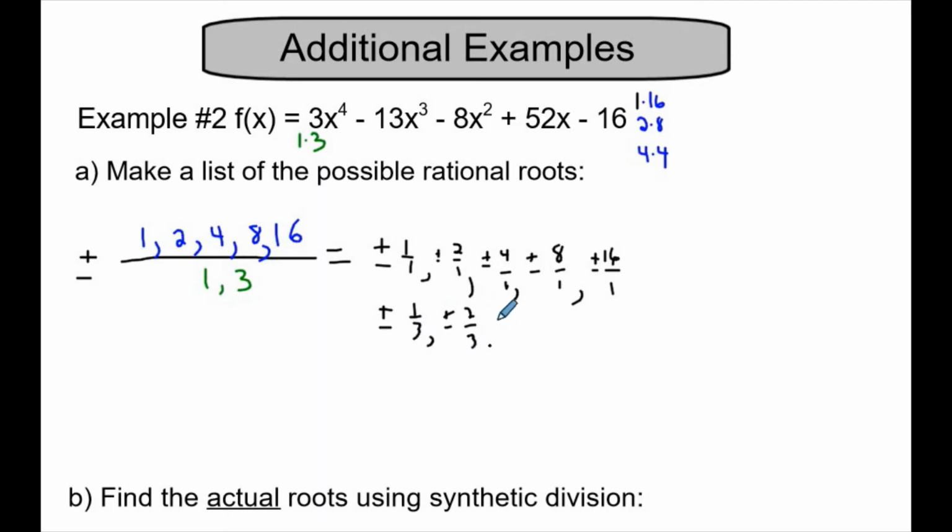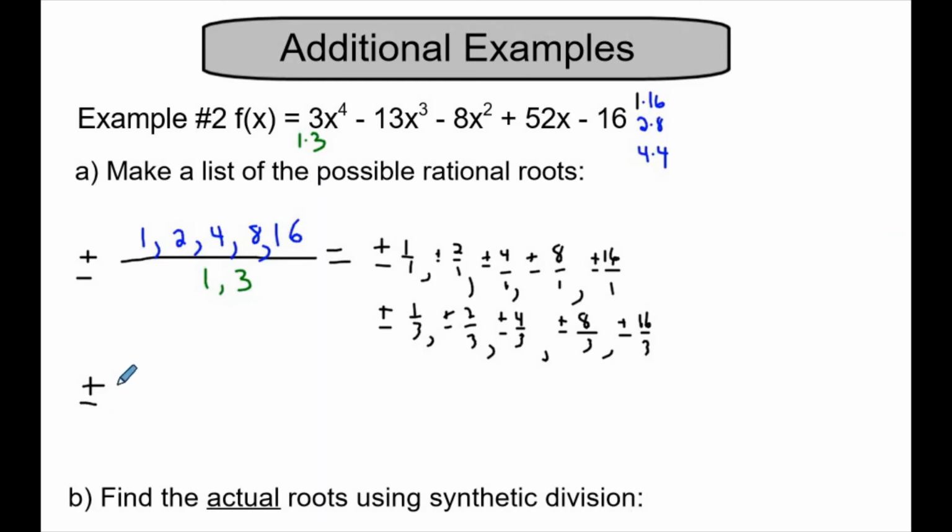And in this problem, none of these have reduced so far. In fact, none of them do reduce. So the interesting thing about this problem is we don't have any reducing fractions, so everything that is produced by this list is a possible root. Now we need to put that list in order.